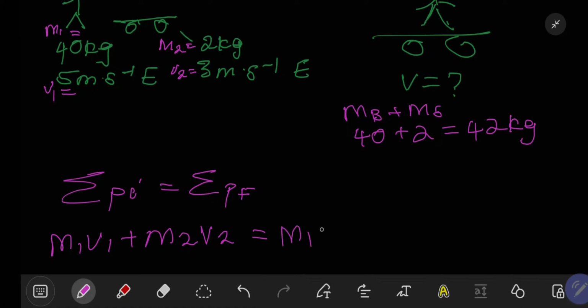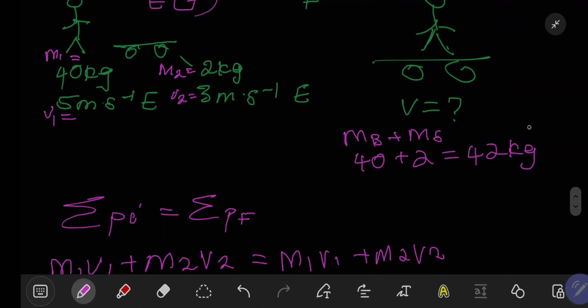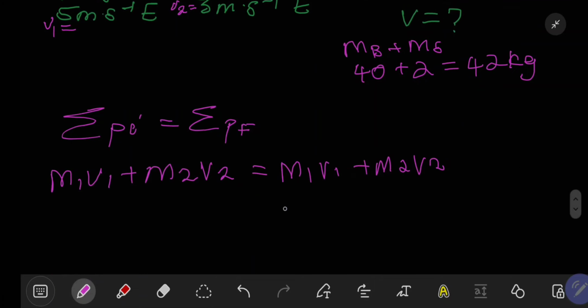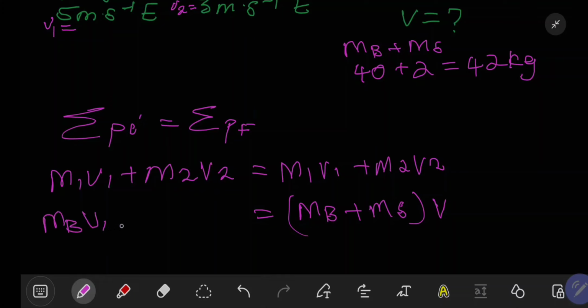We know that it was supposed to be mass 1 v1 plus mass 2 v2, but in this case we consider it to be one mass, which is the mass of the boy plus the mass of the skateboard. And then the two, they're going to share what? A common velocity. And then here we're going to have mass of the boy, velocity of the boy at initial stage, and then plus mass of the skateboard and the velocity of the skateboard.